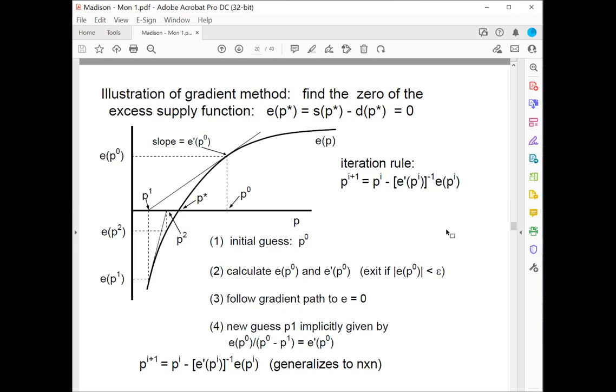So that's what you call an iteration rule, right? It computes the new guess there, and then it just repeats. The second guess is going to be down, then you compute E of P at the new value of P, calculate the slope, and you go up, and that's going to be your third value. And you can see that if this thing is well enough behaved, it's going to converge to the zero of E of P.